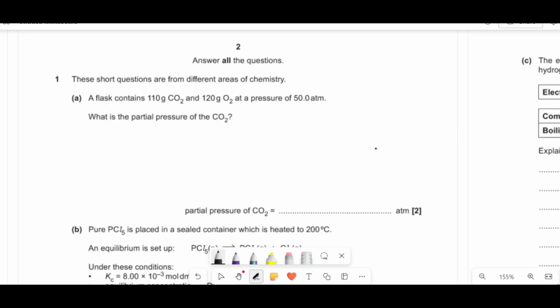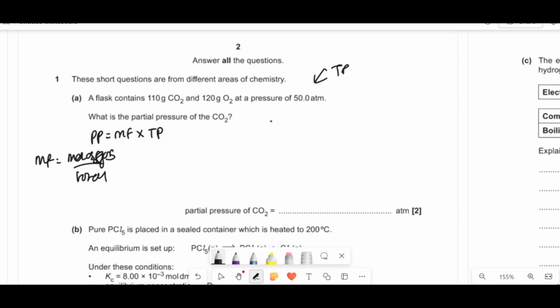A flask contains 110 grams of CO2 and 120 grams of O2 at a pressure of this. What is the partial pressure of the CO2? The partial pressure equals its mole fraction times the total pressure, right? We have the total pressure here, but we need to find its mole fraction. So we need to work out the moles of everything, because the mole fraction equals the moles of the gas that you want over the total moles, right?